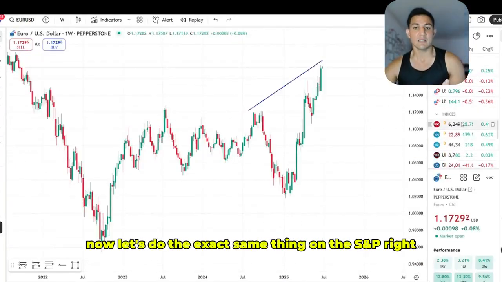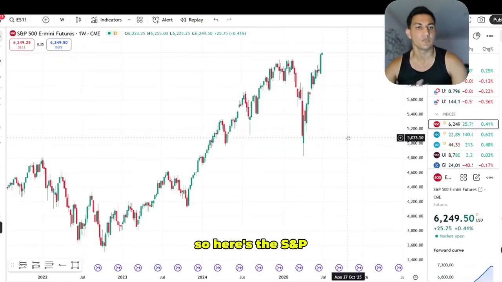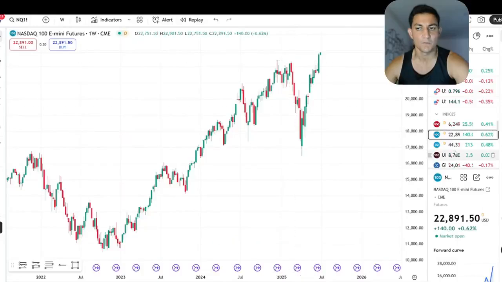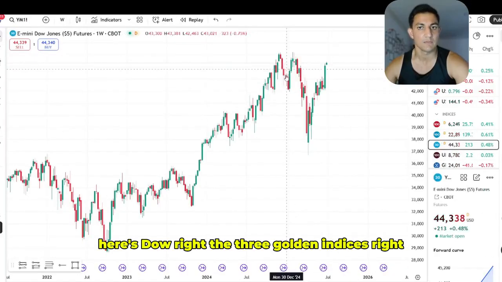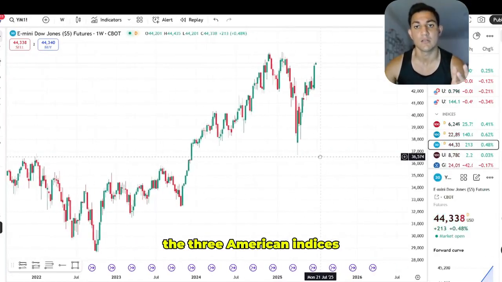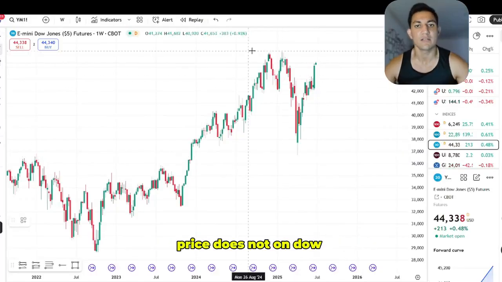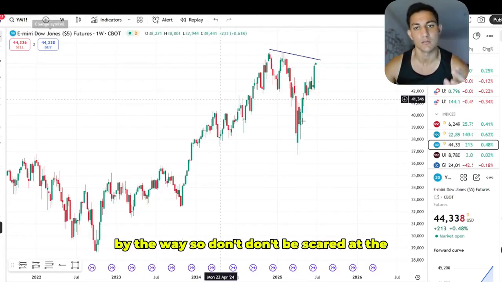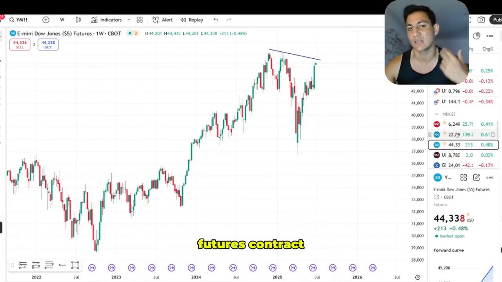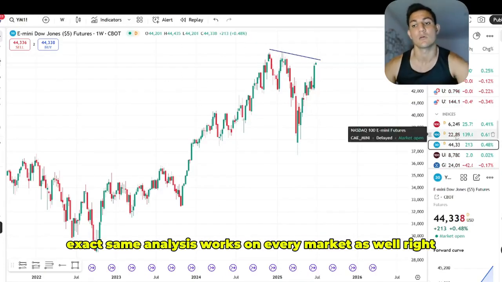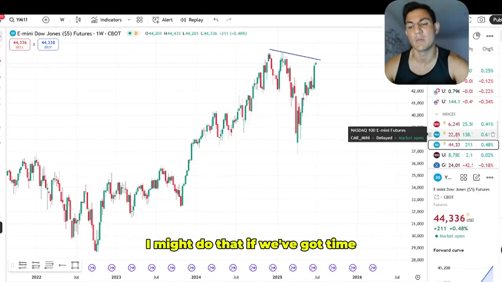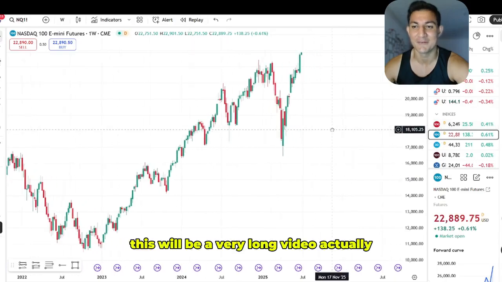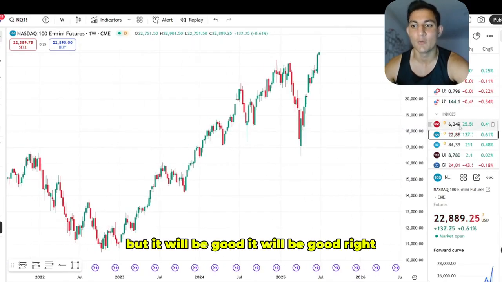Now, let's do the exact same thing on the S&P, right? So here's the S&P. Here's NASDAQ. Here's Dow. Right, the 3 golden indices, right, the 3 American indices. What do we notice right away, right? Price does not, on Dow, does not take this out. And this is the exact same thing you'll do on the CFDs, by the way. So don't be scared that it's a futures contract. Exact same analysis works on every market as well, right? You can do it with Bitcoin and Ethereum. I might do that if we've got time. This is gonna be a long video, right? This will be a very long video actually, but it will be good. It will be good, right?